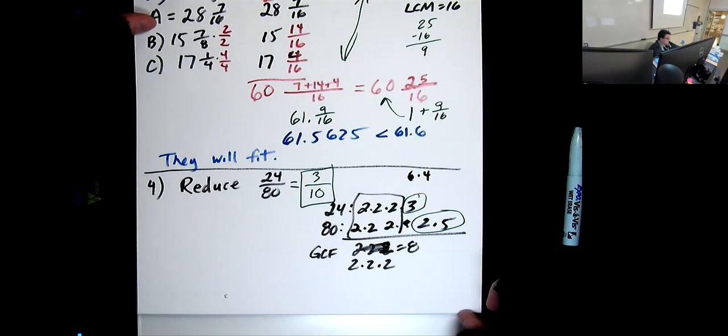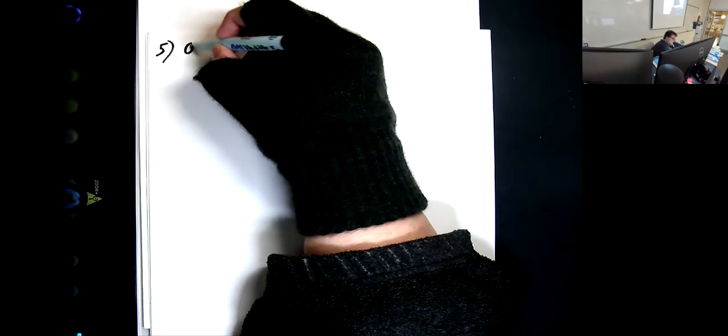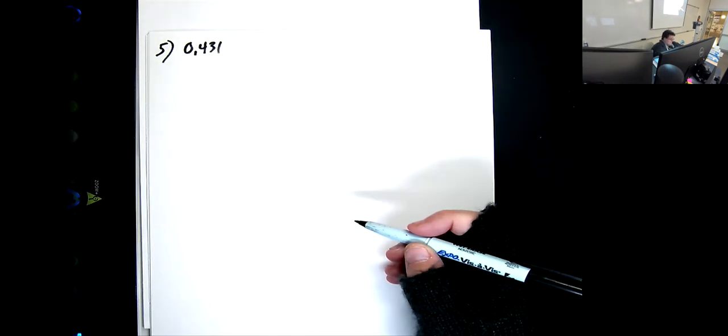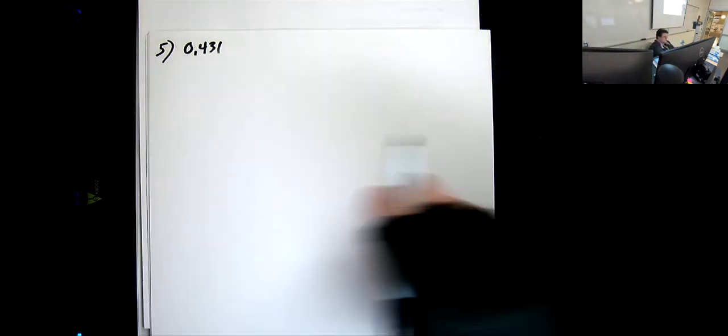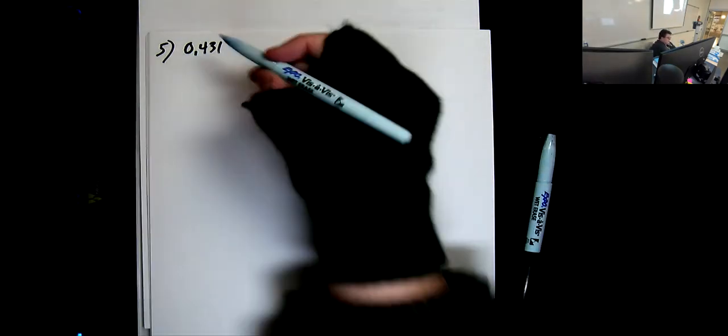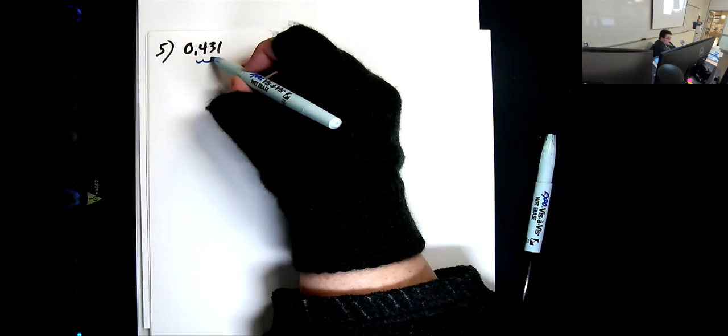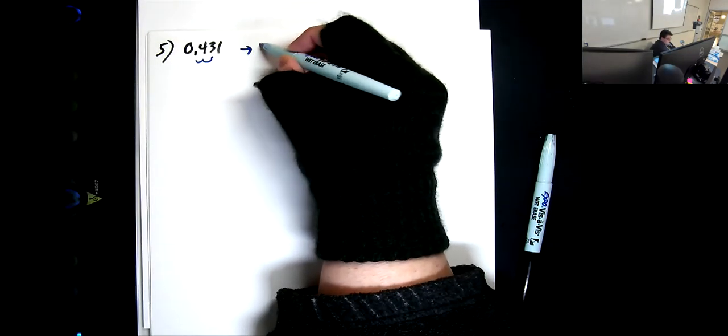Everybody ready for more? All right, let's take a look at number 5. Number 5 is write 0.431 as a percent and as a fraction. The percent is pretty easy. Just move the decimal point right twice, and I get 43.1%.